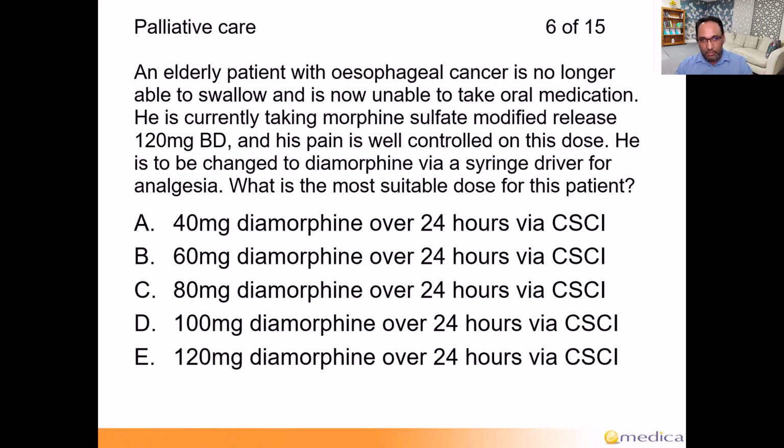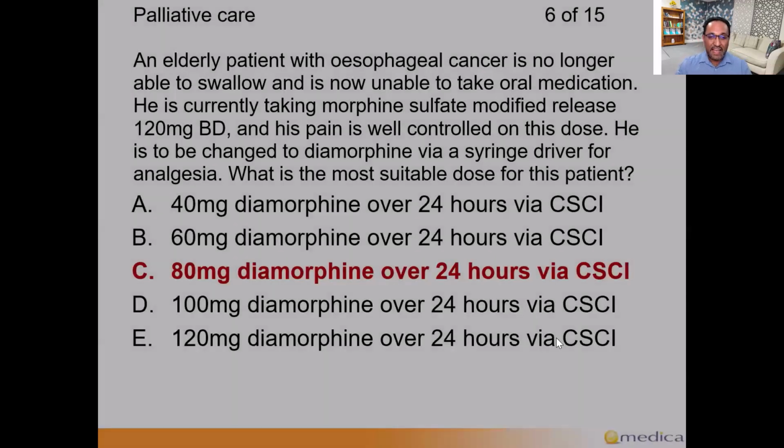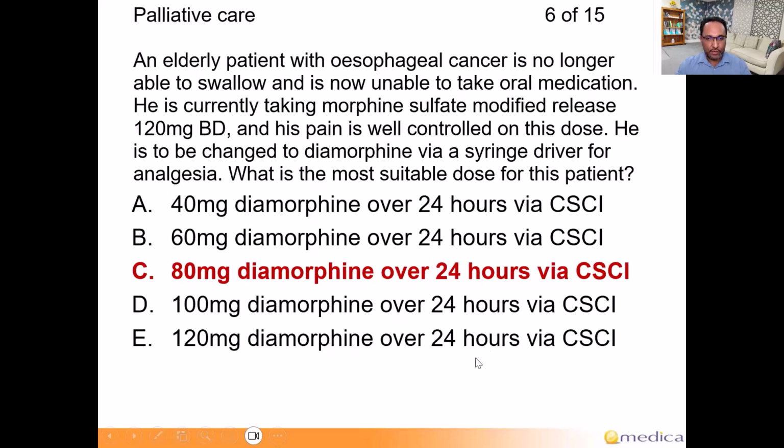And if they're in the sort of palliative phase, quite often what you'll see is that a syringe driver, especially someone that's near the end of life, a syringe driver is often used. Okay, so what's the right dose? That's the question. The correct answer is 80 milligrams over 24 hours. And that's because the conversion from 240, when you've got oral morphine, if you're converting to a syringe driver and putting diamorphine in it, you just divide by 3.